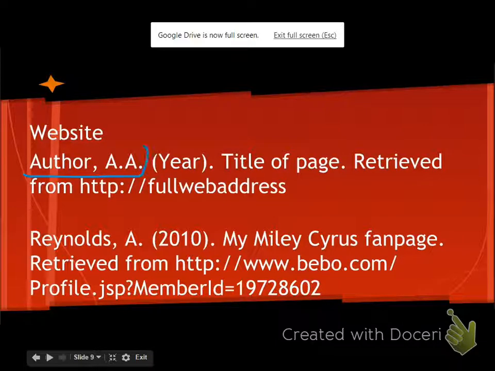Same deal. If there is an author, you include it. Last name, comma, first initial. Year, do your best to find a year. If there's no year attributed to your website, it's probably not a good website. n.d. is not really an appropriate thing to put in parentheses. No date does not instill a lot of confidence in your source. Title of the page. And then you have to include the words "Retrieved from." No colon, just "Retrieved from," and then your web address. The entire URL has to be included.